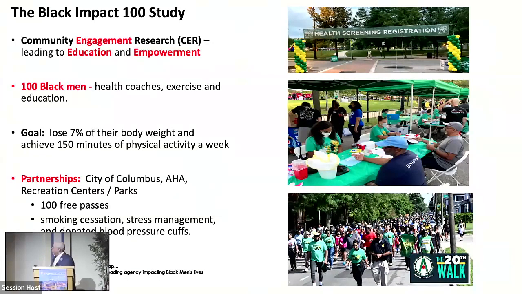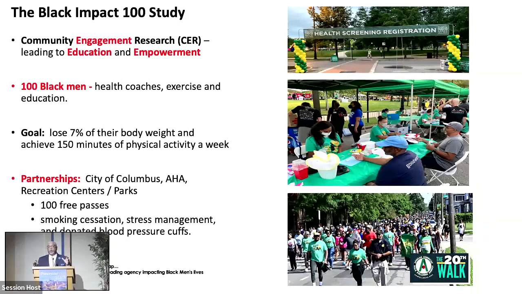That's what spurred this 100 Black male study. They had 100 Black men in Columbus, Ohio. They got them health coaches, exercise, counseling, education. They met in the parks on the basketball courts and did exercises and calisthenics there. The goal was to lose some weight and get 150 minutes of physical activity per week.